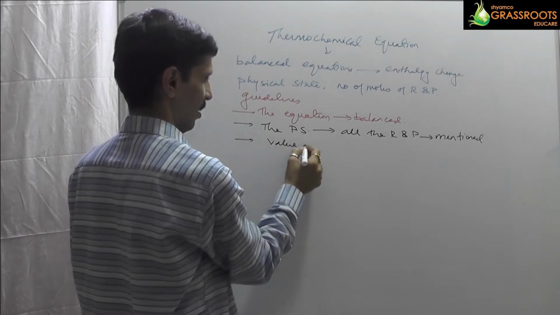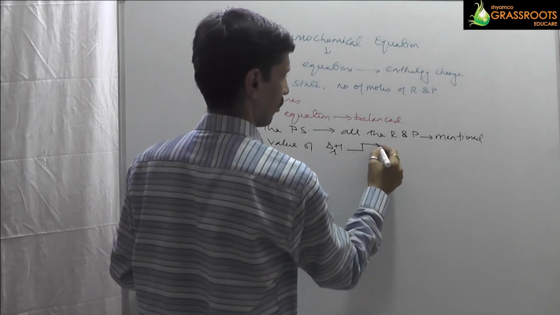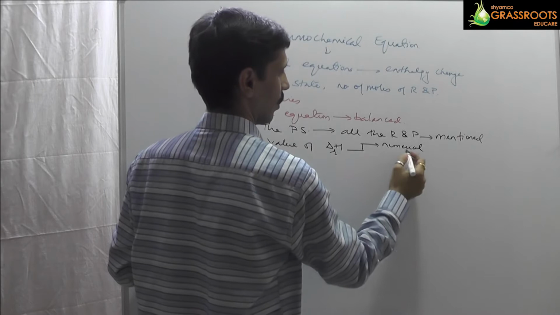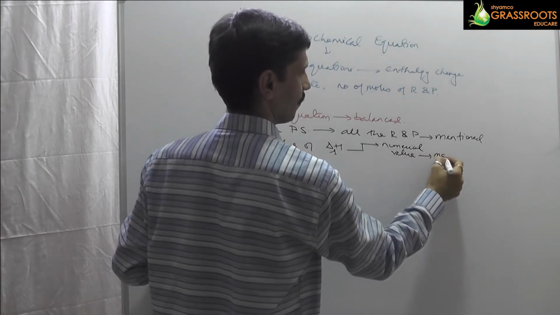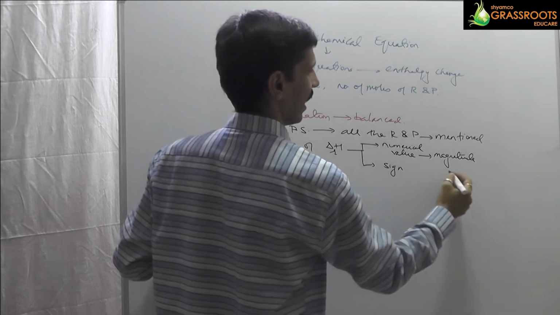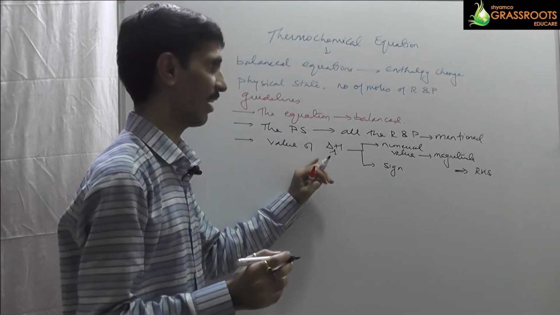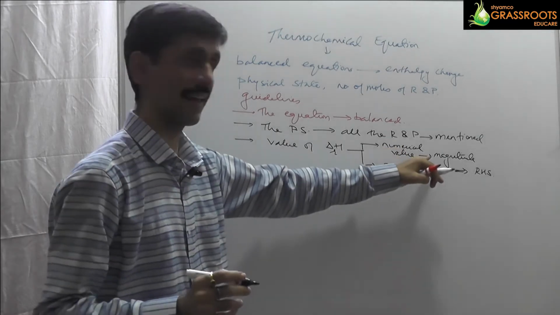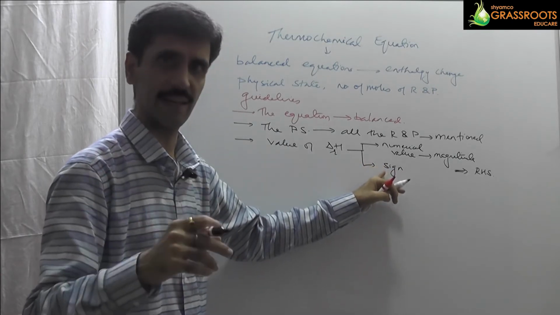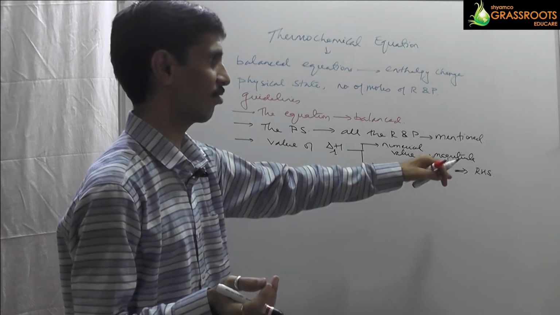Next one is the value of delta H R has to be mentioned. Now, when I talk about value, it should contain a numerical value, or we also call it magnitude, and it should contain a sign. And all these have to be written on the right hand side of the reaction. The magnitude suggests the amount of energy, and the sign can be either positive or negative. Accordingly, we come to know whether the energy is going to be absorbed or released. So this has to be written on the right hand side.